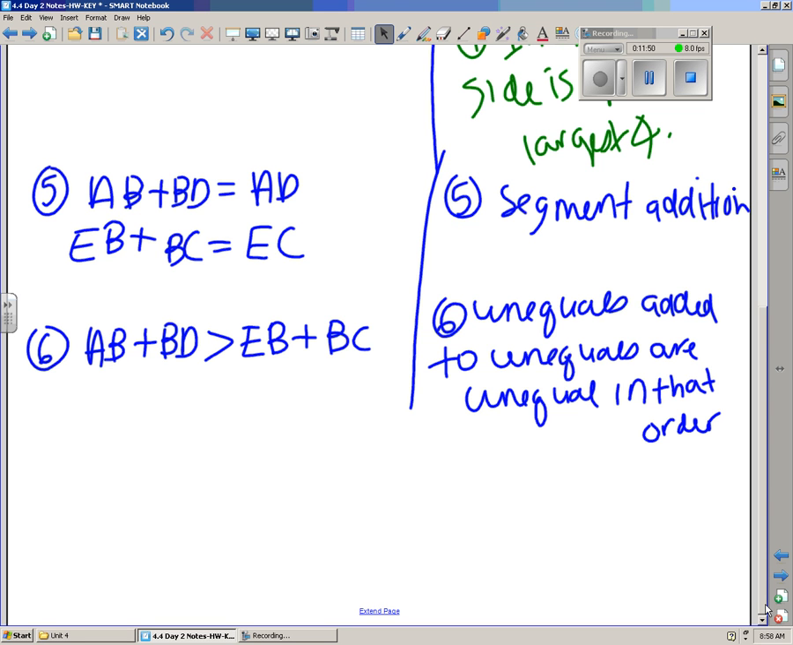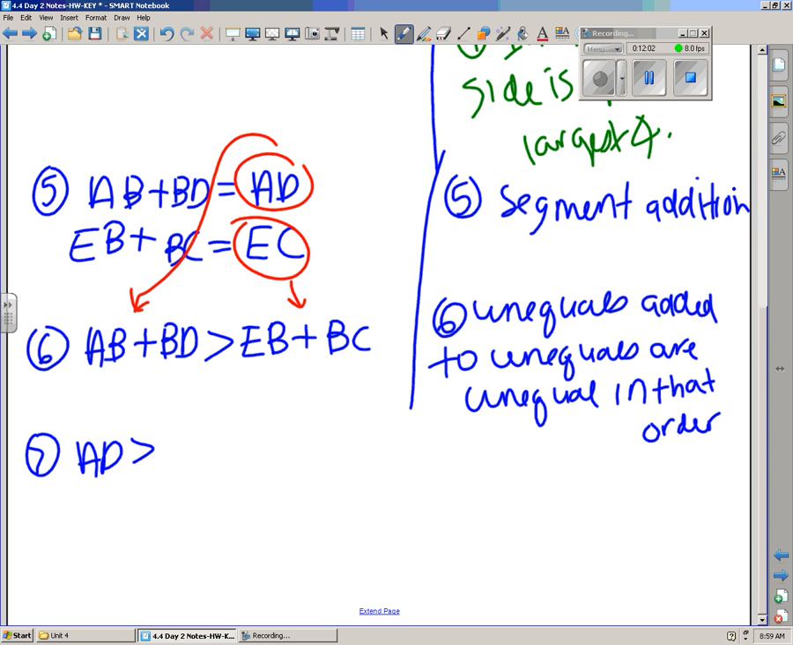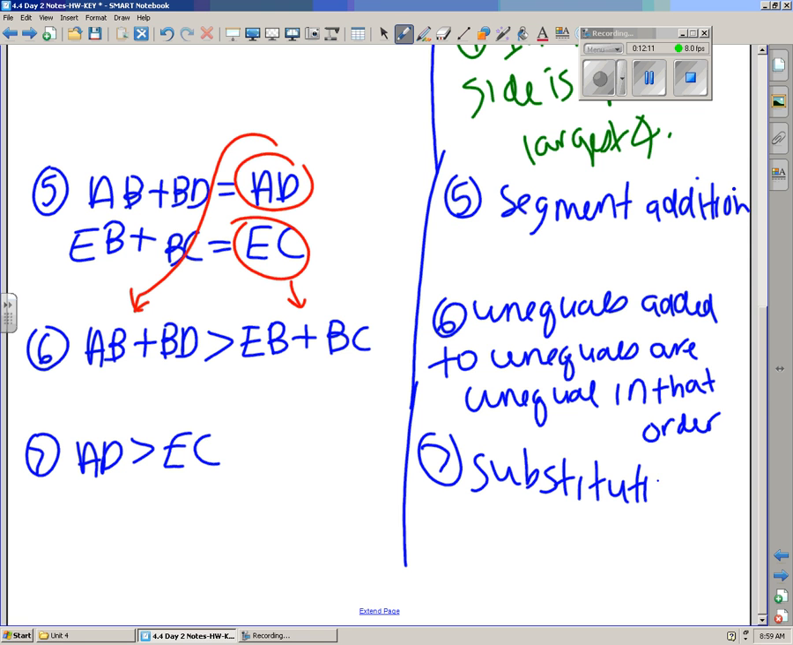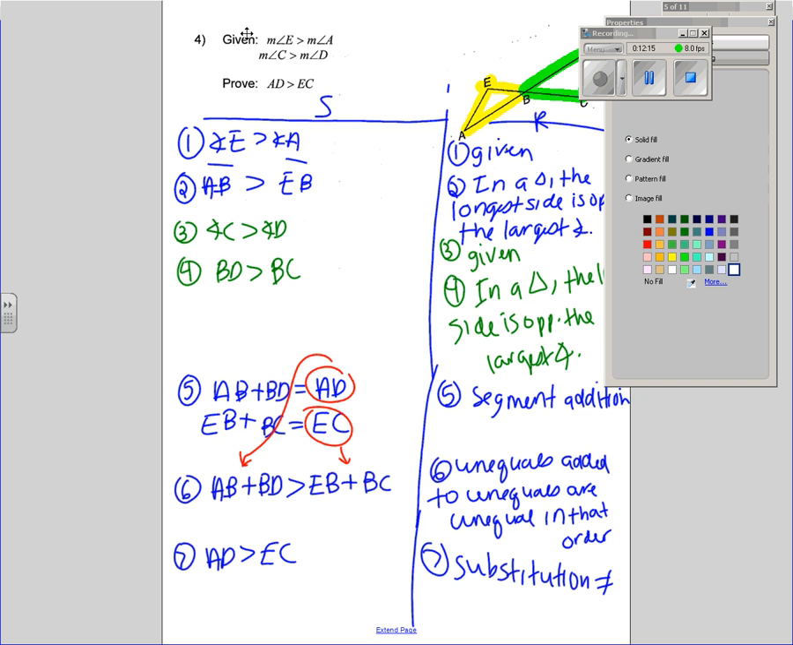And then last but not least, I know already that this piece can get substituted in for those two parts. That whole can get substituted in for those two parts. And then finally, AD must be more than EC because of substitution inequality. So take a look at that for a second.